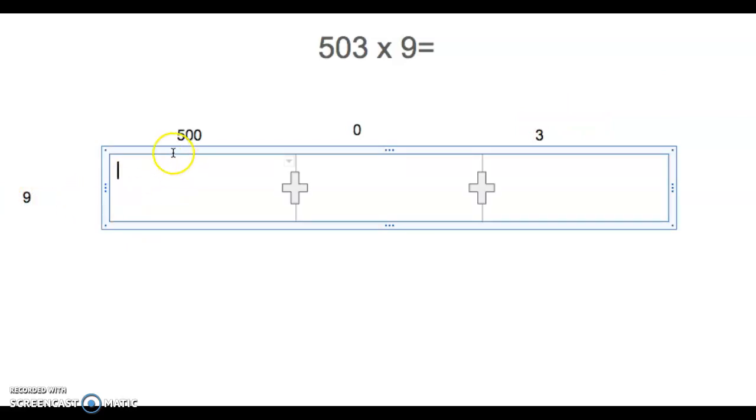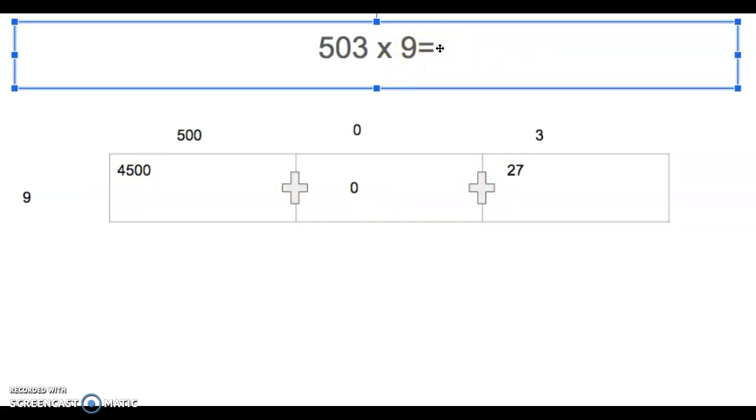So let's do this together. 9 times 500. So 9 times 5 is 45. Add our 2 zeros. 9 times 0, well, that's just 0. And then 9 times 3 is 27. So we're going to add these together.